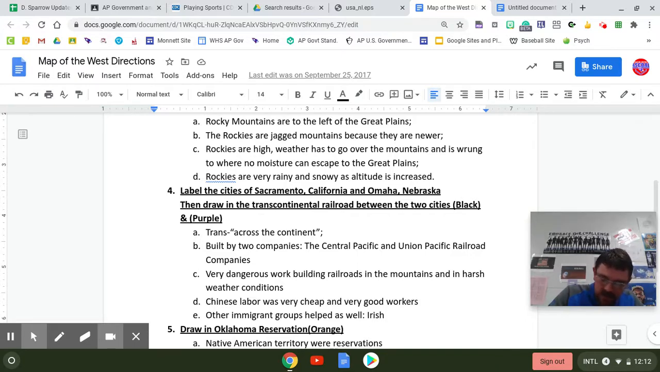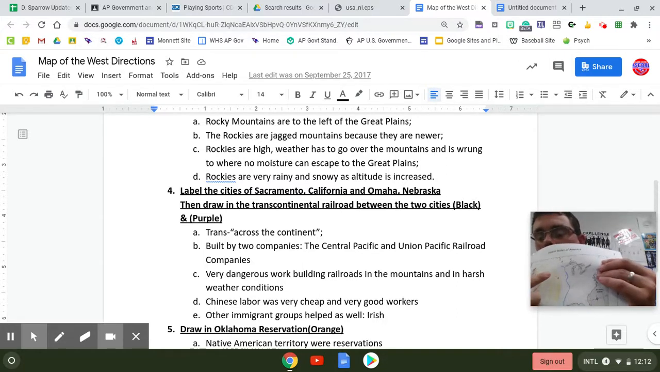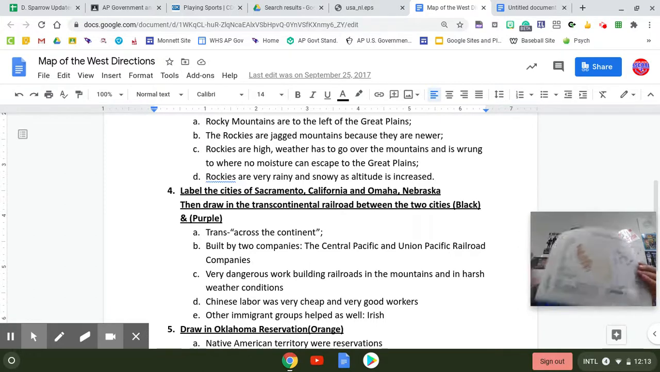Omaha is in Nebraska and is right on the border of Ohio. First mark I did is not right. But you can see right here on the edge of the Great Plains, this is where Omaha is in Nebraska.